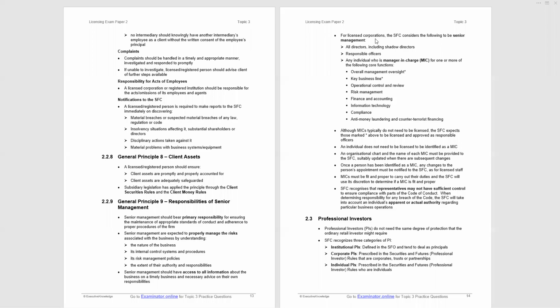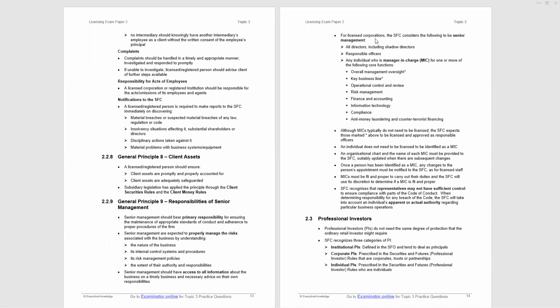Section 2.3 covers professional investors. Now, we need to know the definitions of professional investors, and we have to be aware of the areas that are waived, the rules and regulations that are waived with regard to professional investors. Why? Because professional investors are deemed not to require the same level of protection as retail investors.